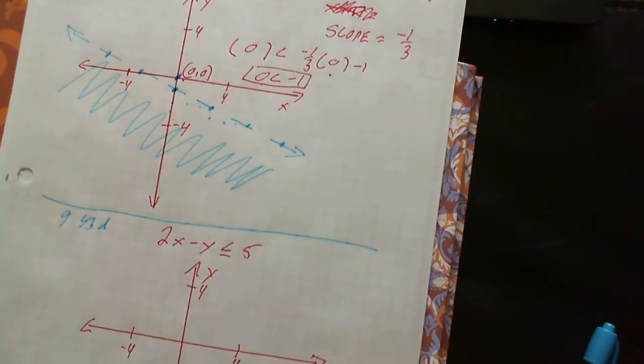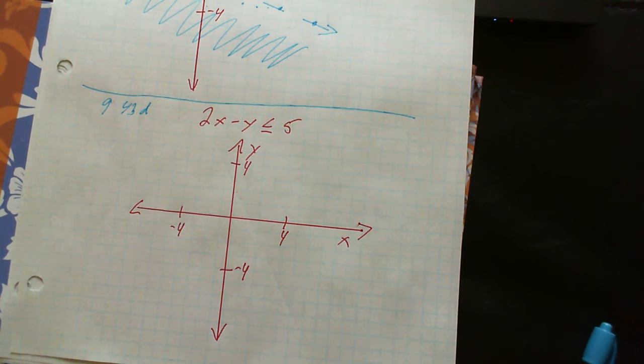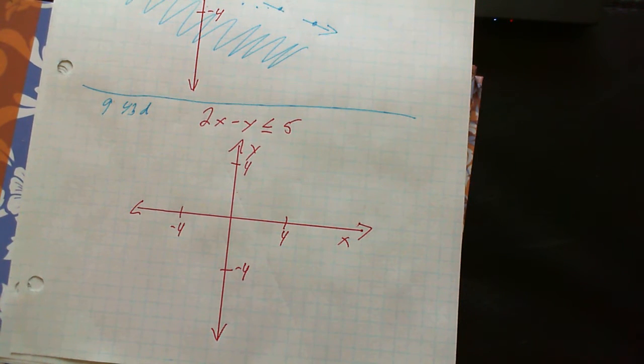Okay, one more problem here. This is going to be a butt kicker, okay? Why? Because this is not in slope-intercept form. So when we graph this, it's not in slope-intercept form, so what do we do? Because all this is kind of harder to do.